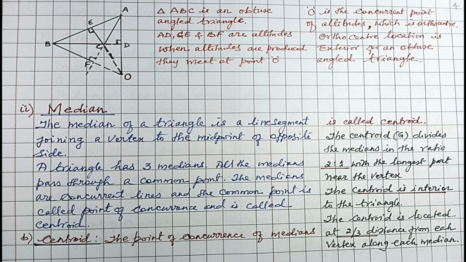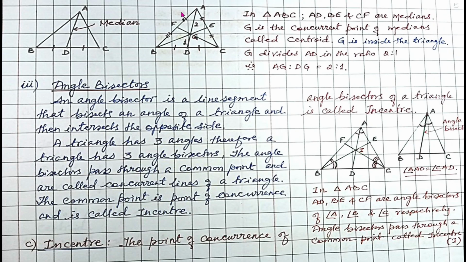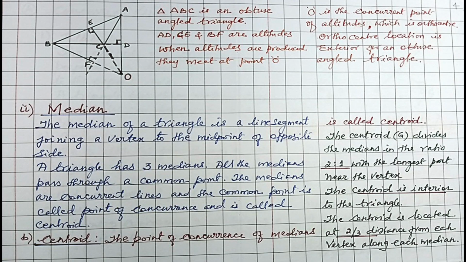Now a triangle, as you know, has three vertices, therefore three medians can be drawn in a triangle. We have the median AD, we have the median BE, and we have the median CF. Therefore there are three medians which can be drawn to a triangle, and all these three medians pass through a common point, and that common point is known as the point of concurrency or the concurrent point of the medians of a triangle. And this point of concurrency of medians of a triangle is known as the centroid.